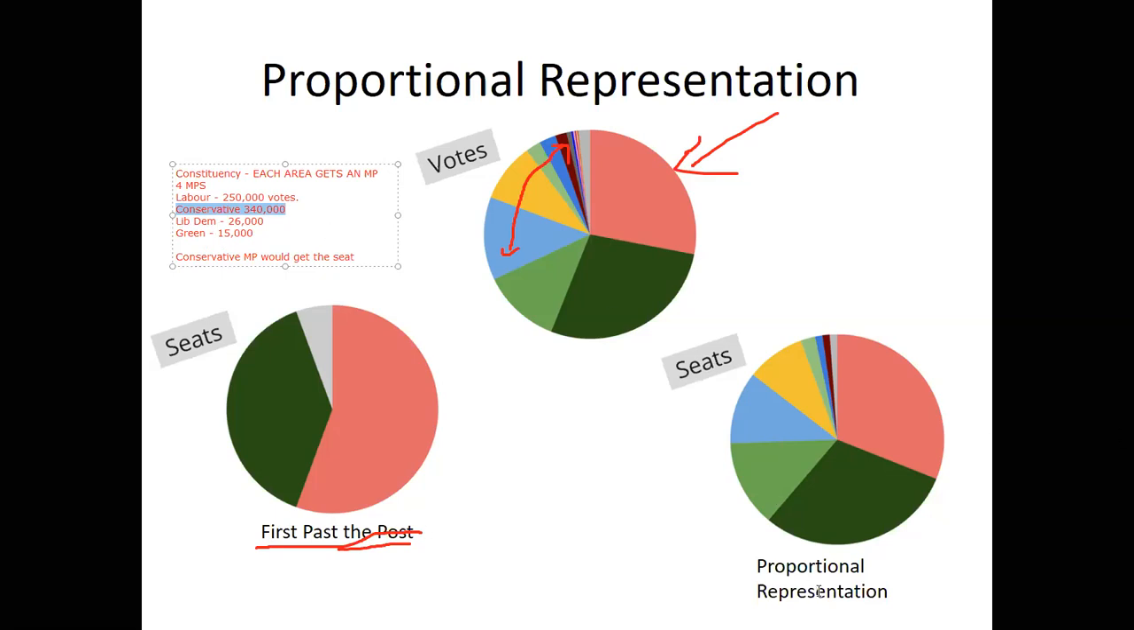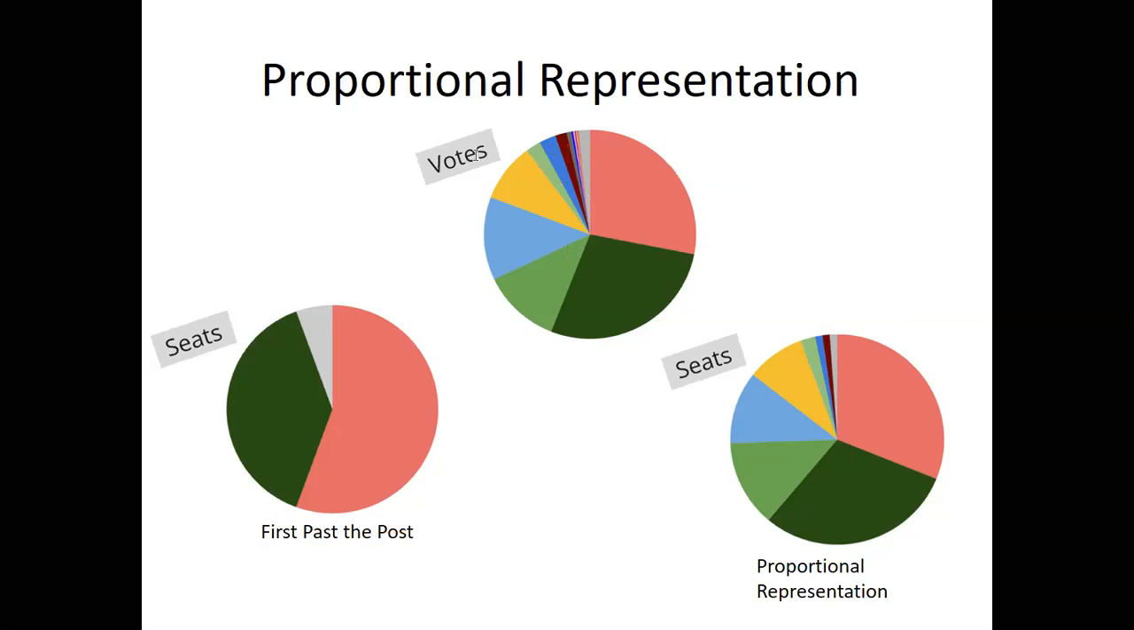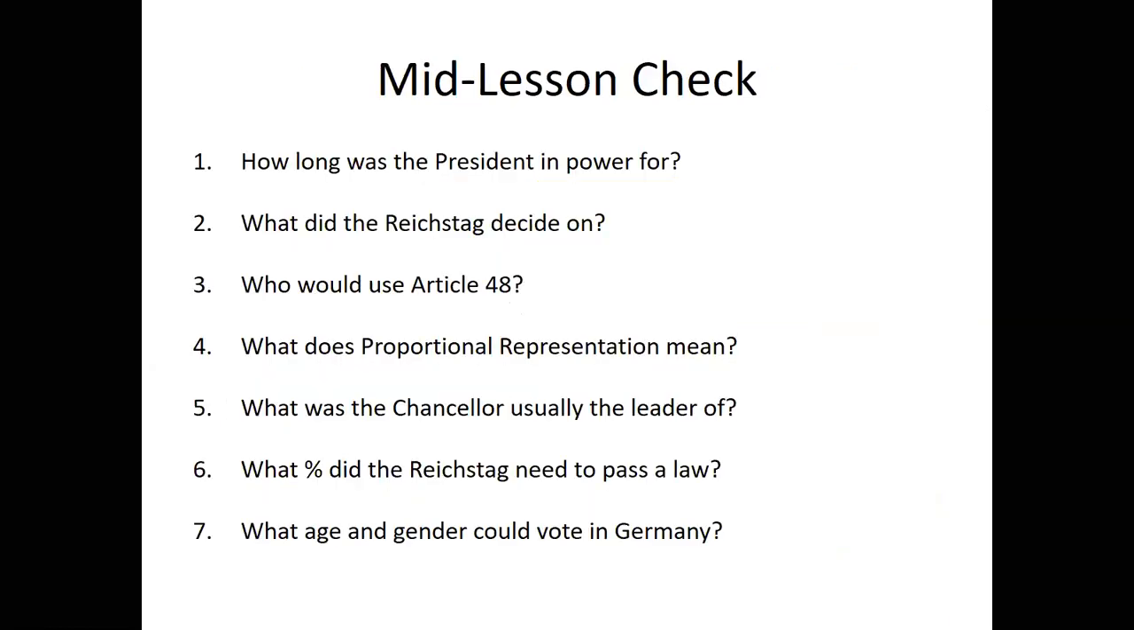Under proportional representation, every single person that got a vote will have a seat in the Reichstag. So even this tiny little pink line here, they would get some form of seat. It correlates. Everyone that gets a vote will get some form of say in the government, which is what we need to understand. Proportional representation, percentage of votes equals the percentage of seats. So just a little mid-lesson check. Answer these questions.